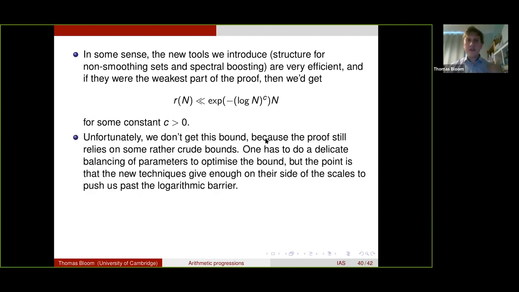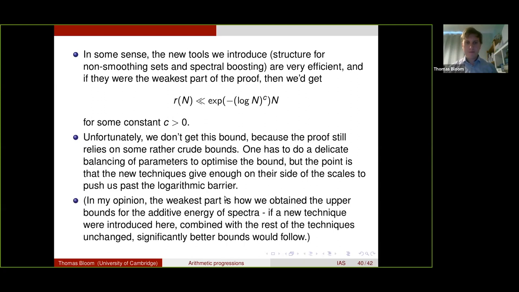Unfortunately, we're still using relatively crude bounds in some other parts. These older, more historic parts of the proof have to be coupled with these new techniques, and there is a balancing act between the gains from the new tools versus how bad the loss is from these older techniques. But the new techniques are powerful enough that that side of the scales is pulled down by quite a lot. So you can actually get past the logarithmic barrier. The reason we can get past the logarithmic barrier is that spectral boosting especially is so amazingly efficient that it more than makes up for all the losses in the other parts of the proof.